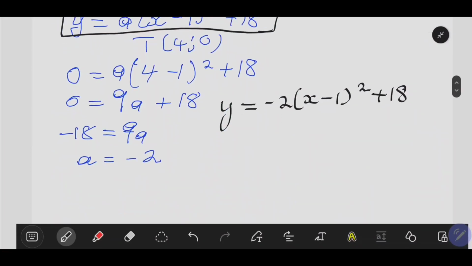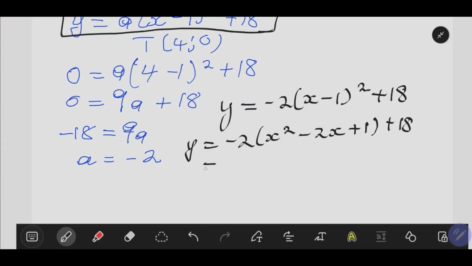Okay, so we just have to multiply everything out here. So we're having y equals negative 2. Then we can work this squared out. Then it will be x squared minus 2x plus 1 plus 18 there. Then when we multiply, we're going to have negative 2x squared plus 4x minus 2 plus 18.